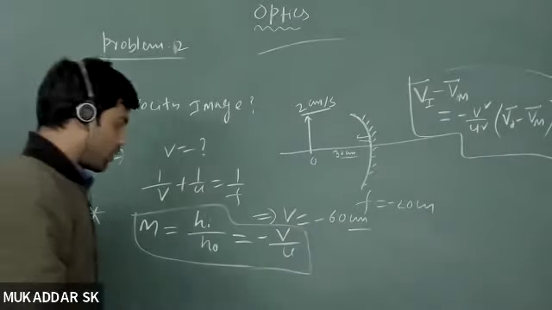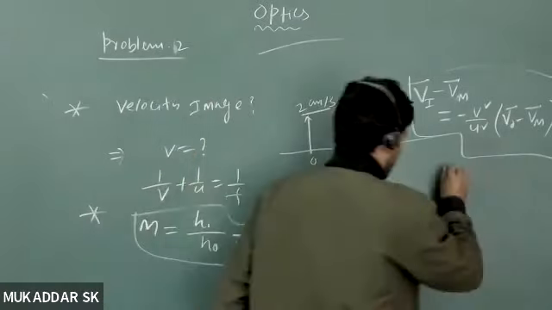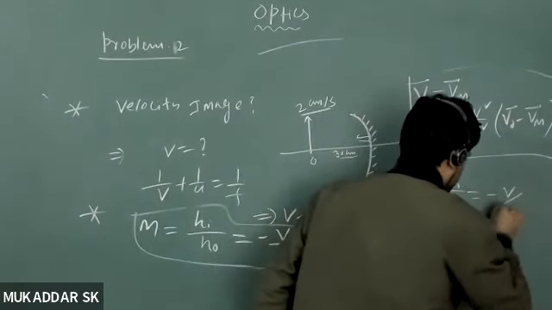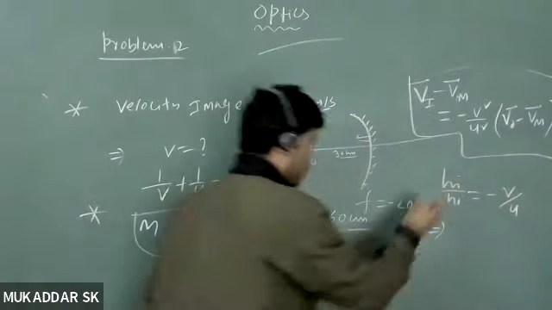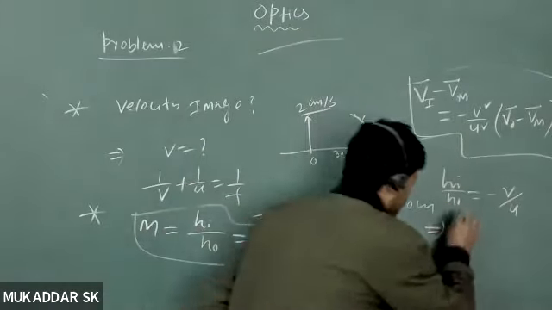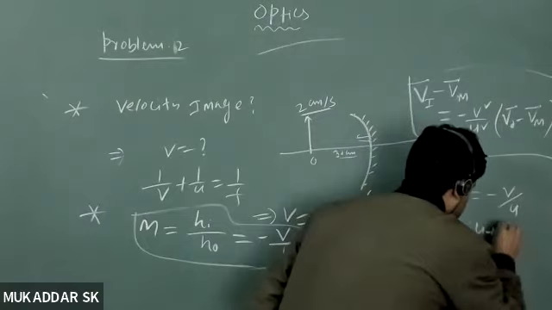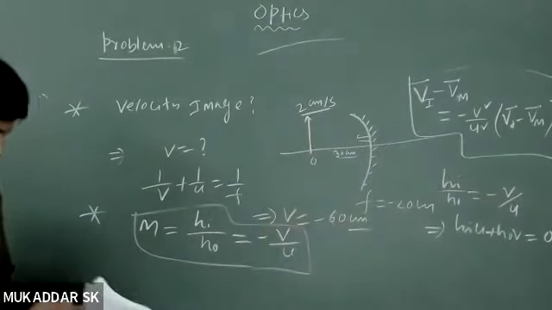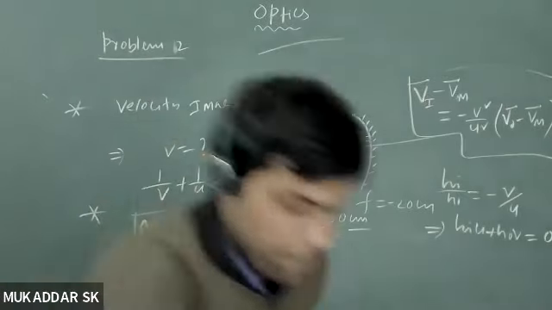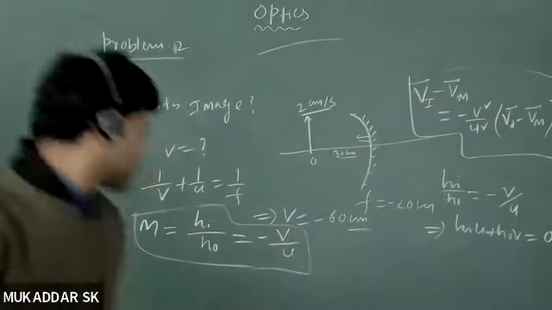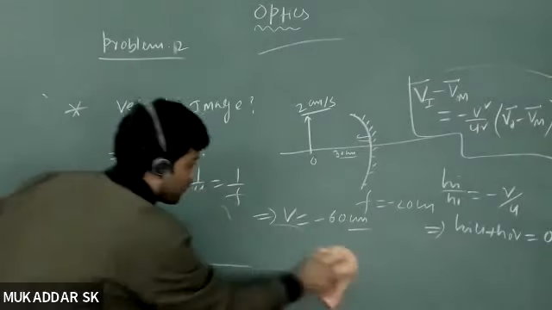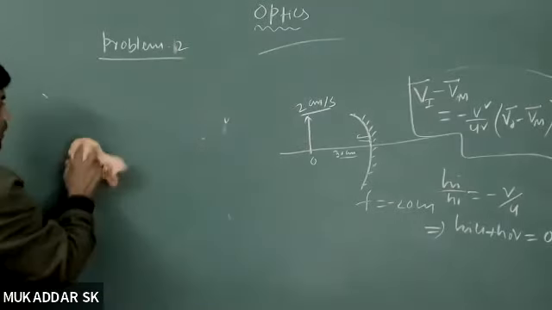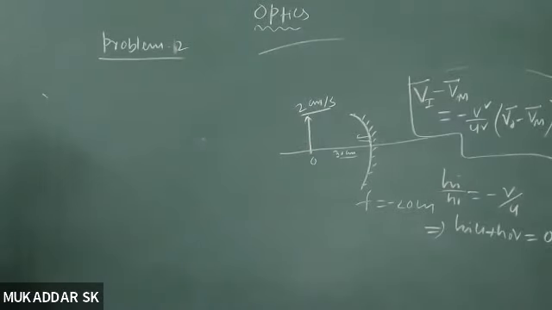So from this formula, what I can write is hi divided by ho is nothing but minus v by u. And if I write further, hi u plus ho v should be equal to 0. Now if I differentiate both sides with respect to time, then what will I get?